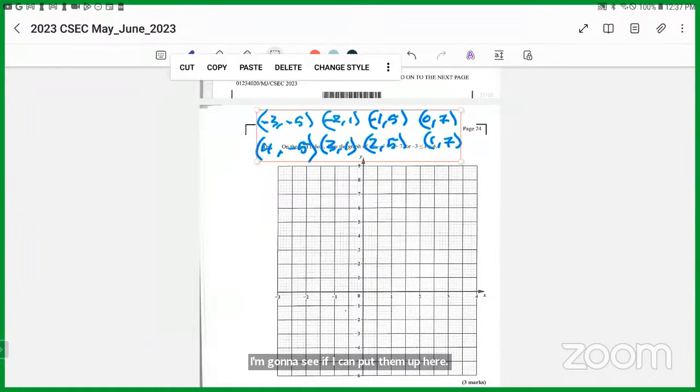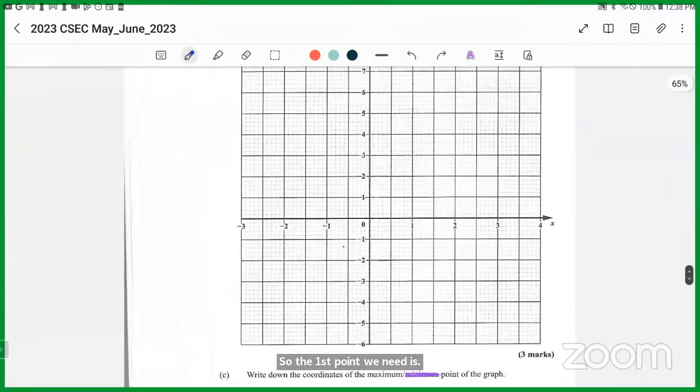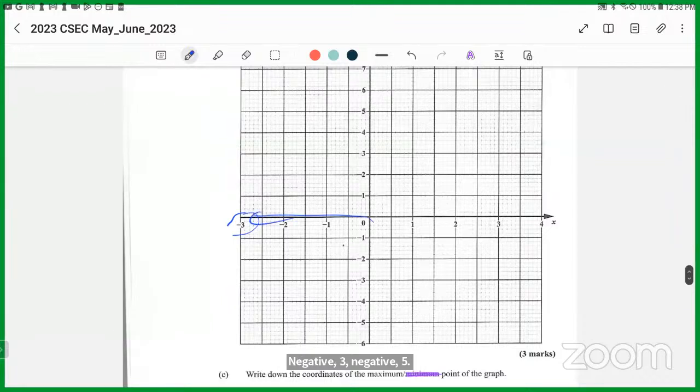So the first point we need is (-3, -5). So -3 here as an x value, and -5 here. This is where we're going. (-3, -5). See it here? This point right here.